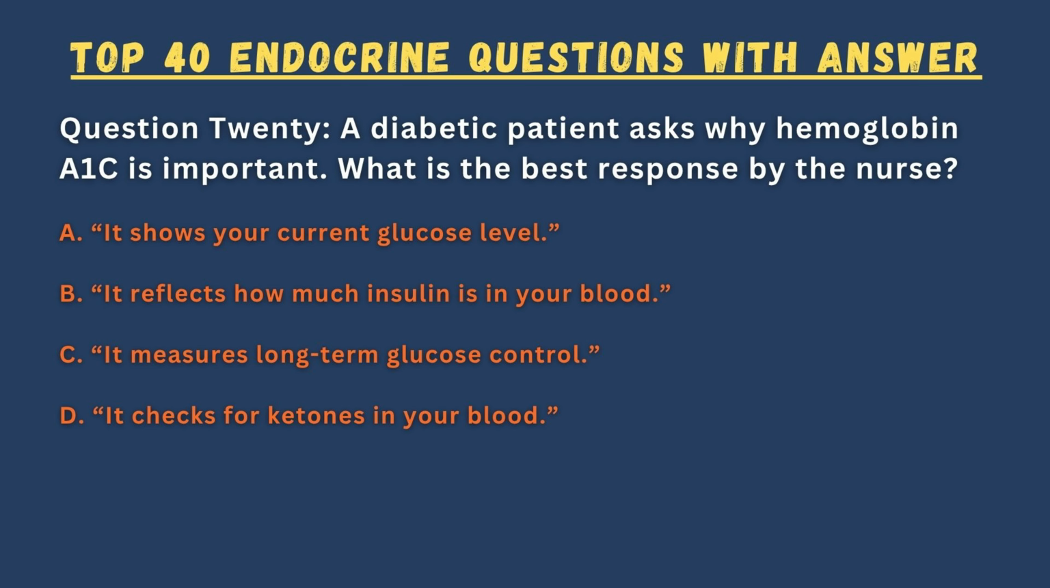Question 20. A diabetic patient asks why hemoglobin A1C is important. What is the best response by the nurse? A. It shows your current glucose level. B. It reflects how much insulin is in your blood. C. It measures long-term glucose control. D. It checks for ketones in your blood.